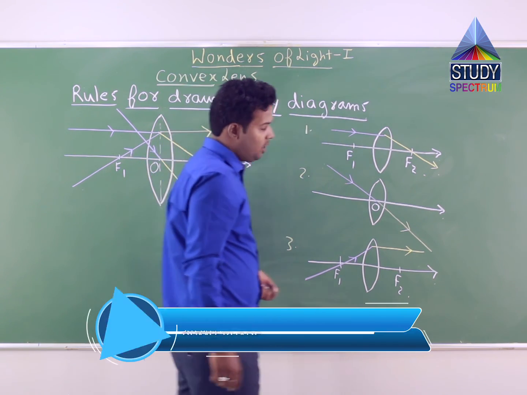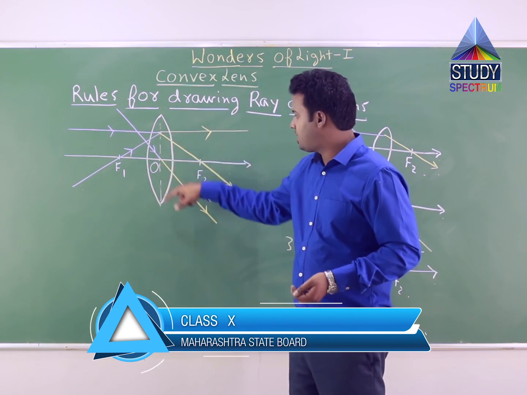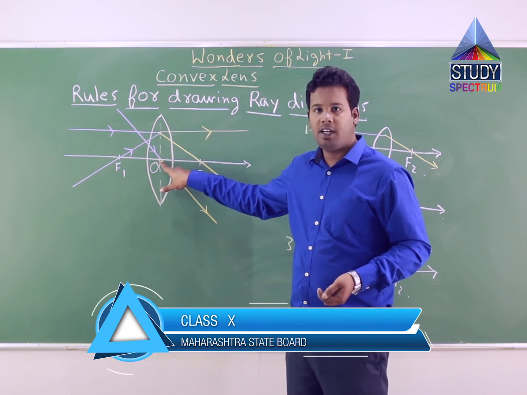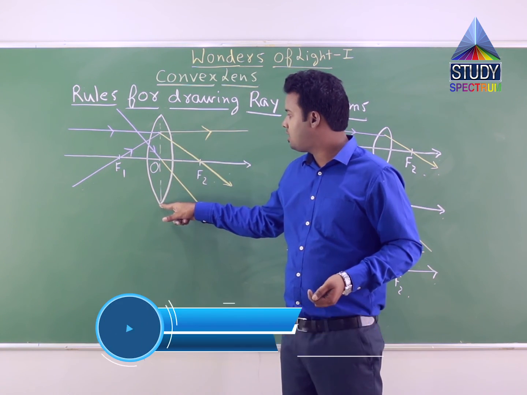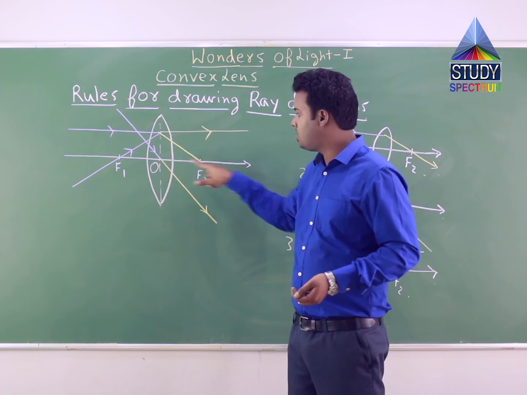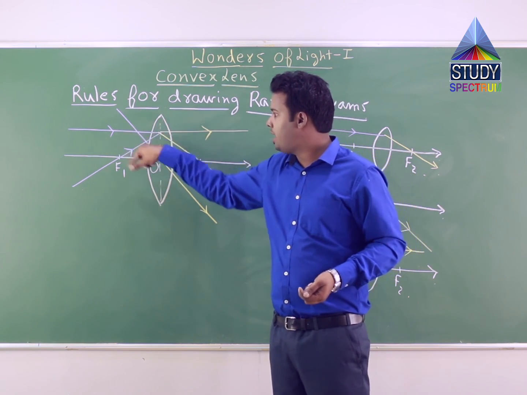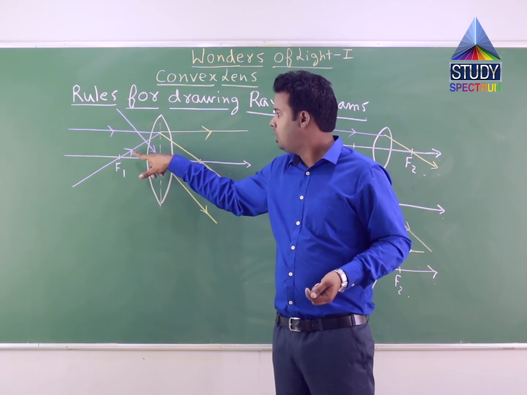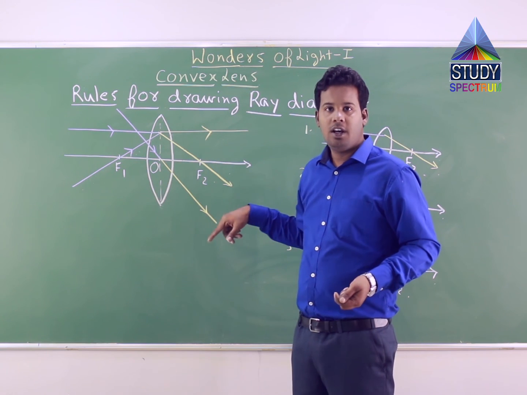Correct? So let us see these 3 rules once again in a quick session of time. This is a convex lens. This point is optical center. I have joined the 2 ends of this lens so that it can cut this principal axis, and this point can be considered as optical center. These blue lines which you see are actually incident rays, and these yellow lines which you see are actually refracted rays.